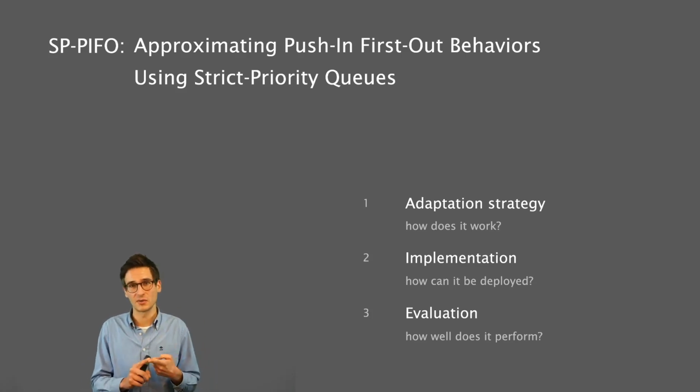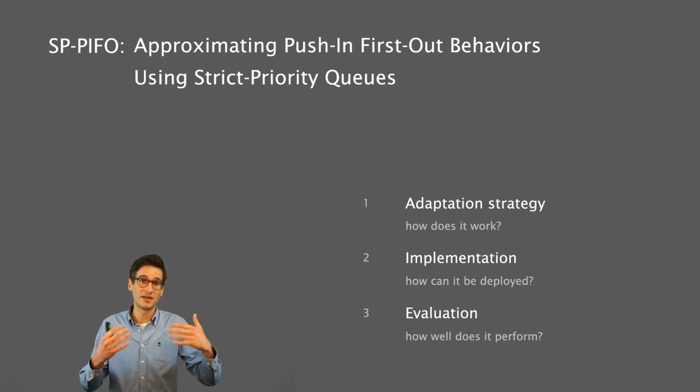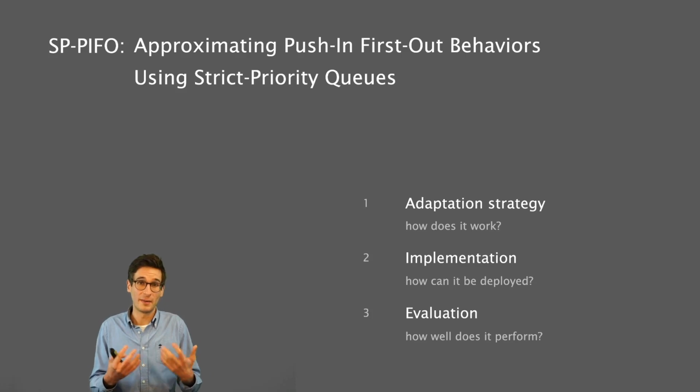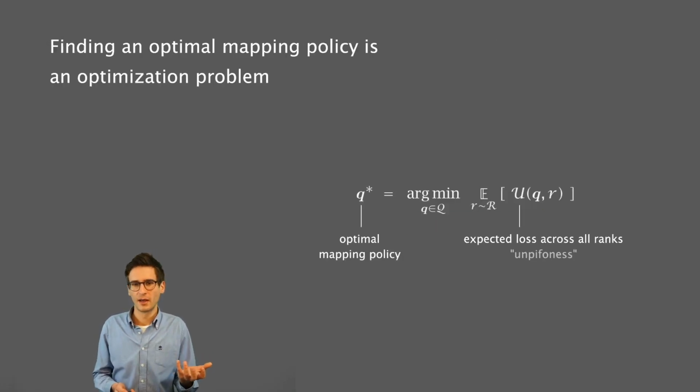It runs in the Tofino switch. It runs actually pretty well. And the evaluation is that it approximates PIFO behavior also very, very closely. So it gives you a very close approximation. So the error is small. Let me just give you very quickly an idea though of the adaptation strategy.